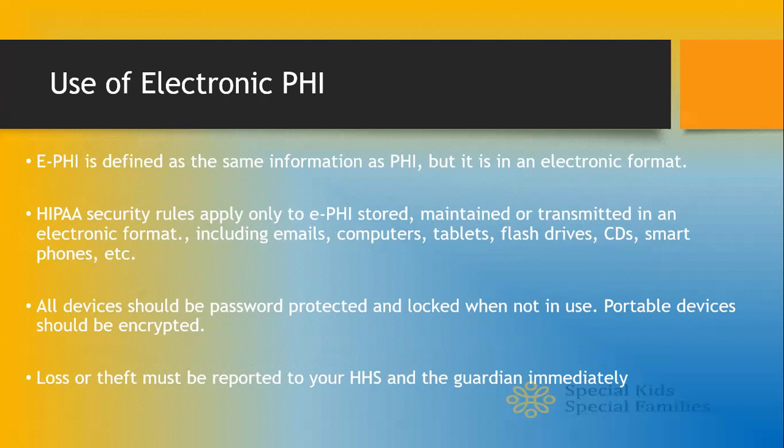This one is the use of electronic PHI. So ePHI is defined as the same information as PHI, but it is in electronic format. HIPAA security rules apply only to ePHI stored, maintained, or transmitted in electronic format, including emails, computers, tablets, flash drives, CDs, smartphones, etc. All devices should be password protected and locked when not in use. Portable devices should be encrypted. And loss or theft must be reported to your HHS and the guardian immediately.